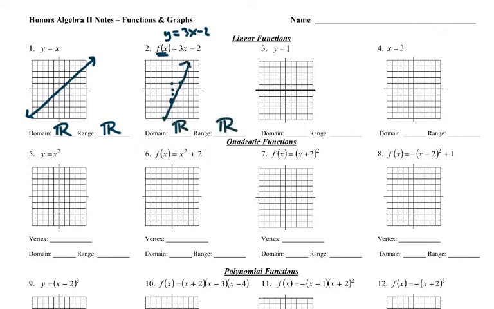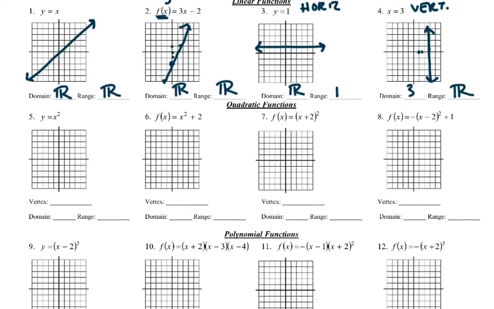And really the domain and range of all lines is always all real numbers, except for our horizontal line, so y equals 1. Here, now we have a domain of all real numbers, but the range is just 1. And a vertical line like x equals 3, now the domain is just 3 and the range is all real numbers. So that kind of covers our linear functions.